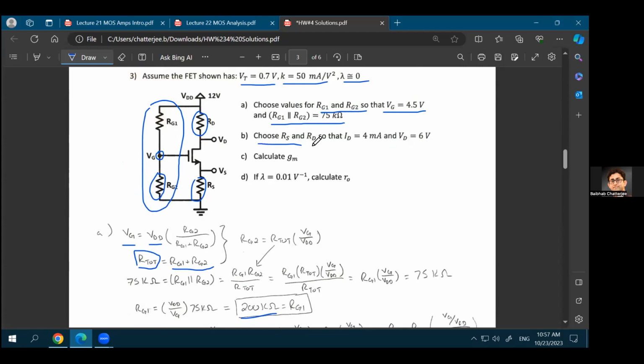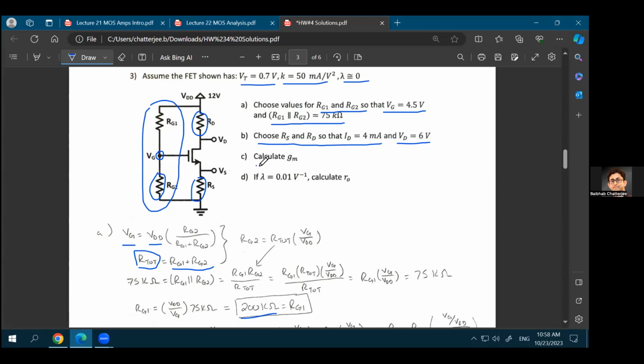You can choose RS and RD so that ID equal to 4 milliampere and VD equal to 6 volts. So that will be exactly similar solution to problem number 1. The method will be very similar. The values could be different. So I'm not going over that part again.